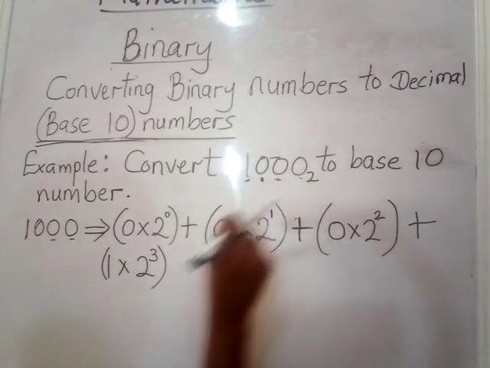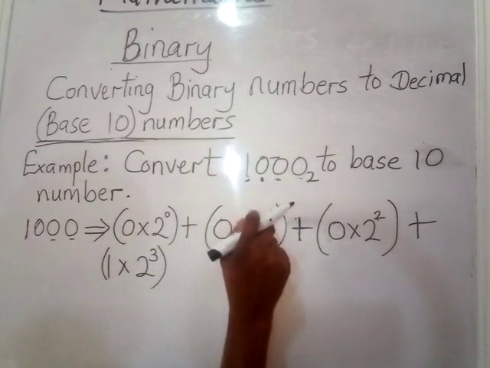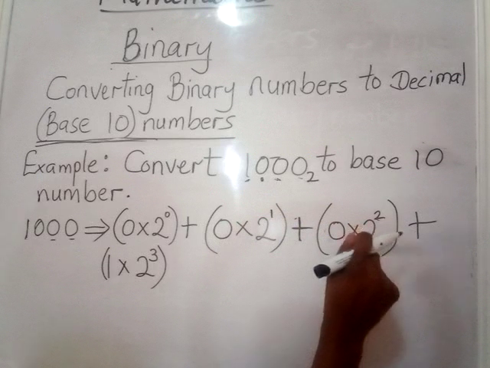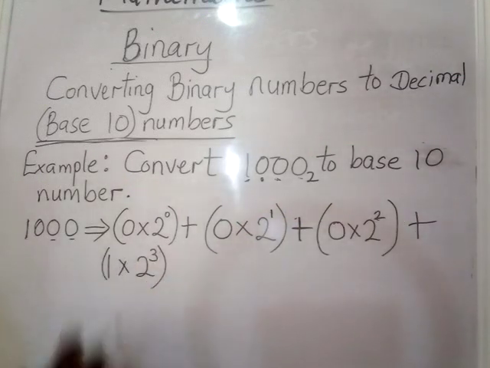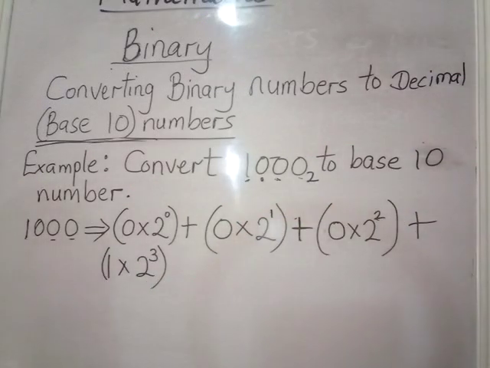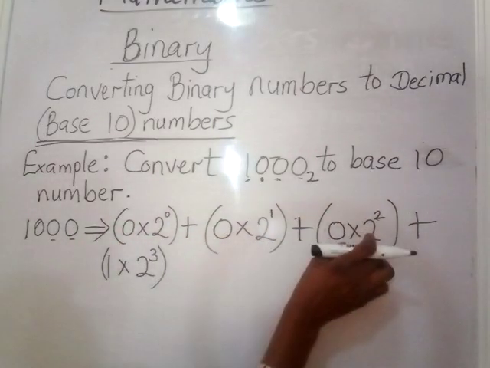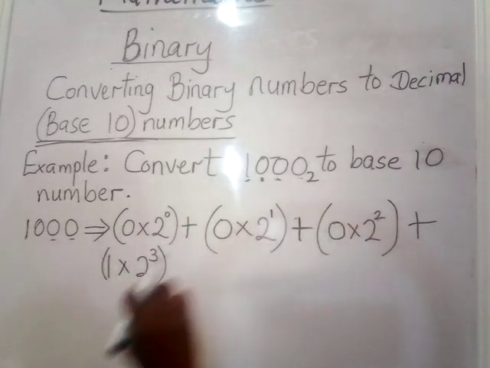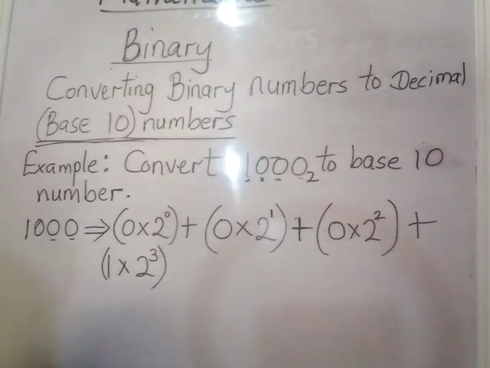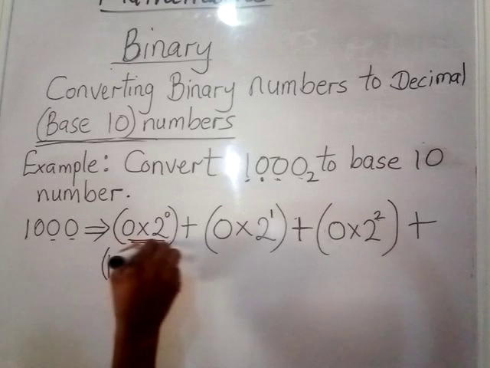Okay? Remember, the first one is to the power of 0. Second one to the power of 1. The third one to the power of 2. And the fourth one is to the power of 3. Now we're going to add all this together. By the time we add them, first we carry out our multiplication and then add all the answers together to get our final answer.